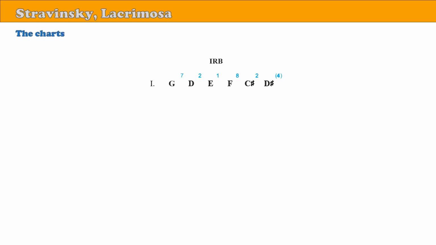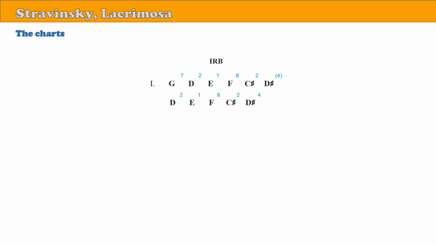A rotational array starts with a hexachord from a 12-tone series. Here you see a hexachord I've labeled IRB. It is the second hexachord of the IR form of the series for the Lacrimosa movement from the Requiem Canticles. It has a distinctive profile of intervals, 7, 2, 1, 8, 2, with 4 as the wraparound interval from D sharp to G. The second row of the array is generated by rotating the first row.